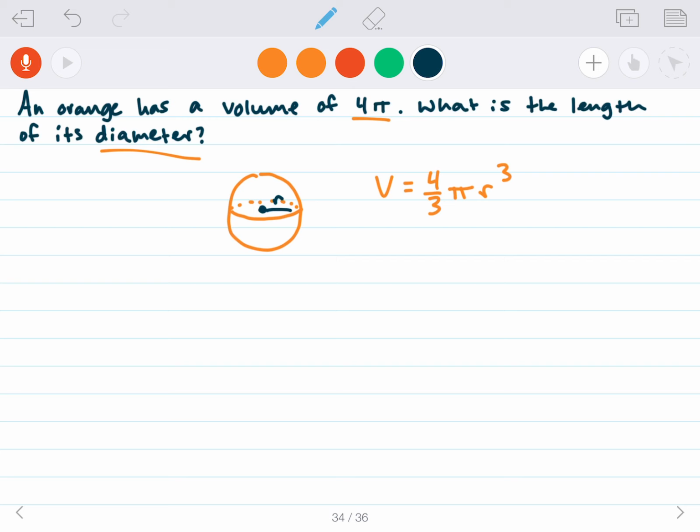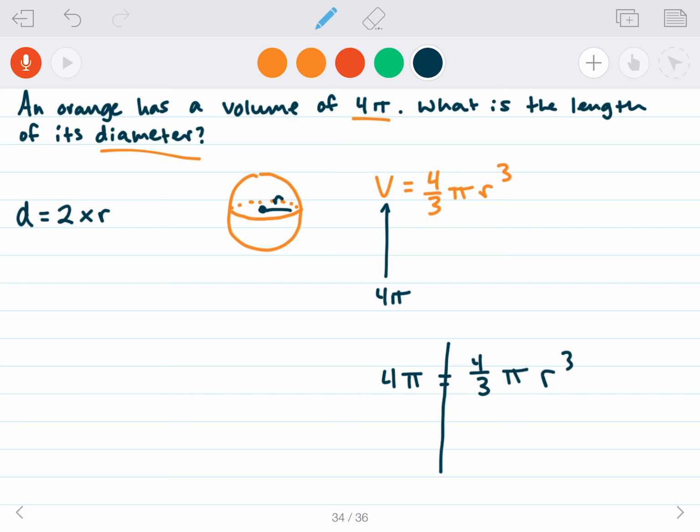Okay, so they tell us what V, the volume, is. They tell us that V is 4 pi, and we want to know what the diameter is. Now, keep in mind that the diameter is 2 times the radius. So if we know the radius, we automatically know the diameter. So let's go ahead and figure out what the radius is. I'm going to sub in 4 pi for V and just leave everything as it is, because 4 pi is literally the volume. We can just make that substitution.